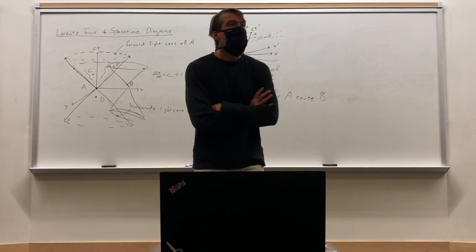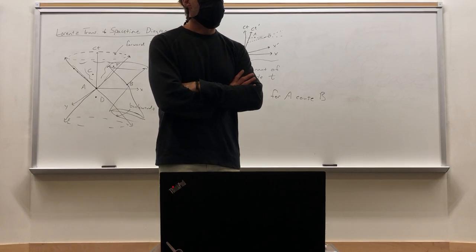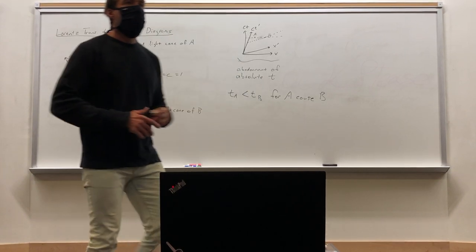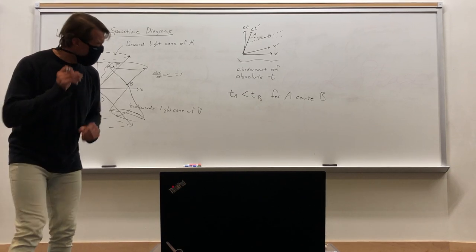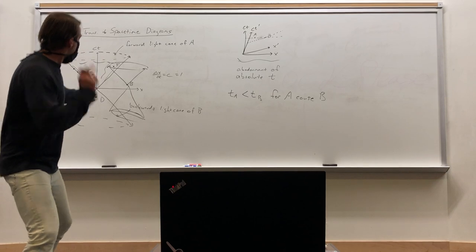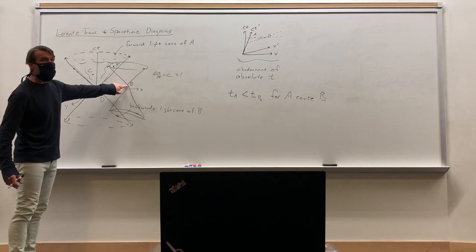Sorry, just to clarify, for an event's light cone, on the edge, it's still its light. It doesn't have anything to do with the z-axis that you're interested in.